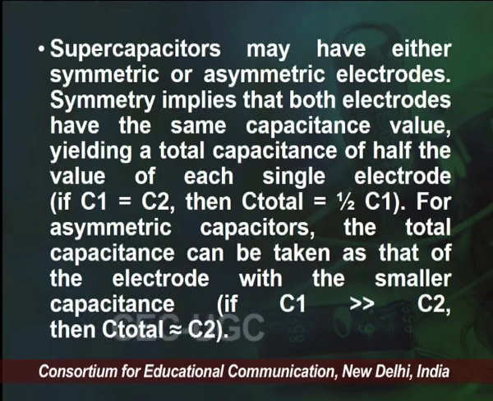The total capacitance can be taken as that of the electrode which has the smaller capacitance. Here we have C1 greater than C2, meaning C2 has the smaller capacitance, so we take C2 as the total capacitance. So here we have two types of electrodes, symmetric and asymmetric. In the symmetric we have C total equal to 1 by 2 C1 because both are equal. C1 and C2, the capacitances of the electrodes, are the same, but in the asymmetric we take the smaller capacitance of the capacitor. So C2 has the smaller capacitance, so C total is equal to C2.